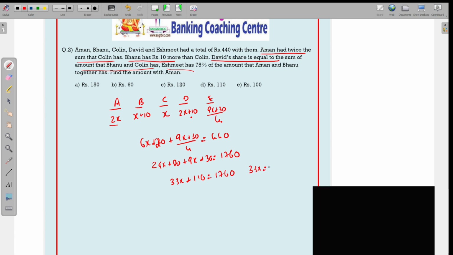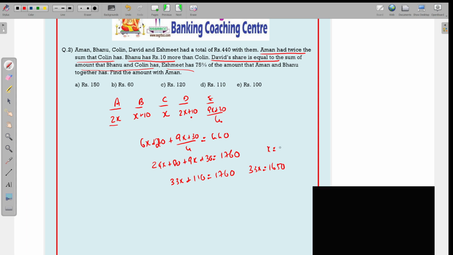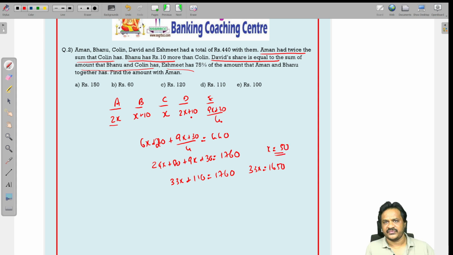33x is equal to 1650. X value is how much? 50. X value 50 you are going to get. Now, find the amount that Aman has. So, Aman is having how many rupees? 2x rupees. 2x is nothing but 100. 100 is the correct answer. Option 5 is the correct answer. Let us see the next one.